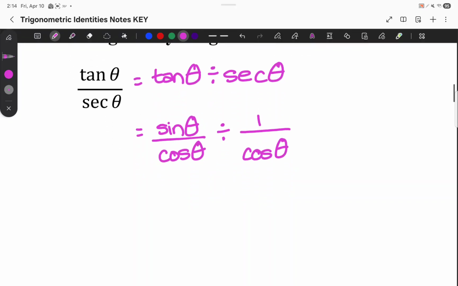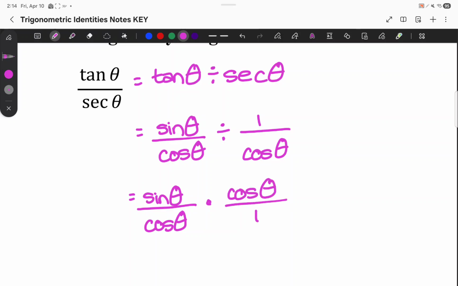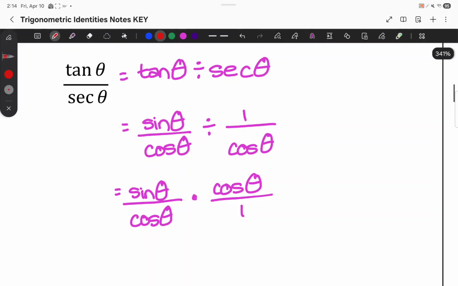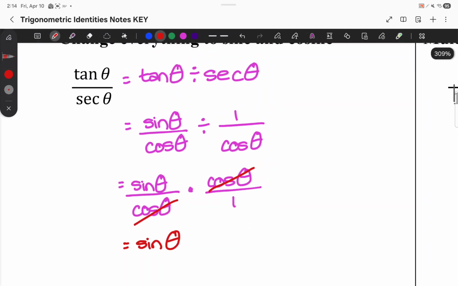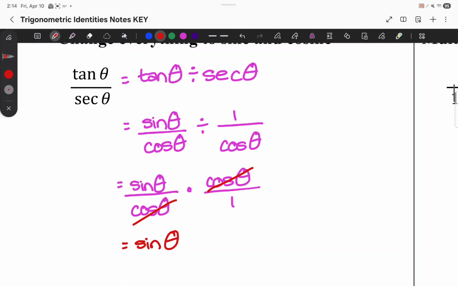So if you then rewrite this as multiplication, sine theta over cosine theta times cosine theta over 1. What's going to divide out of the numerator and denominator? One of the cosines. And what are we left with? This is probably a really good example of simplifying, because instead of having 2 trig functions, we end up with just 1.